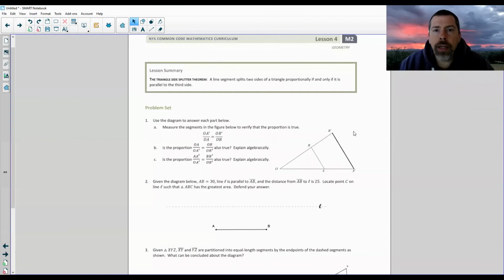Page 5 brings us to the end of lesson 4. Review the lesson summary and go to your problems.